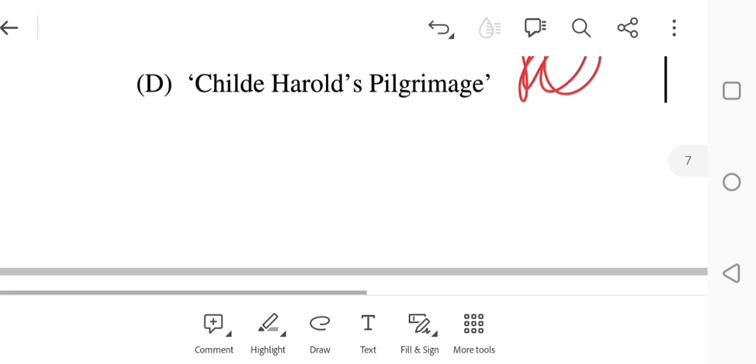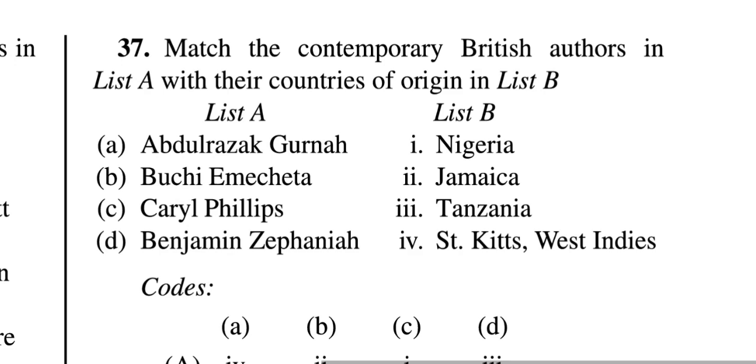Number 37, it says, match the contemporary British authors in list A with their countries of origin in list B.